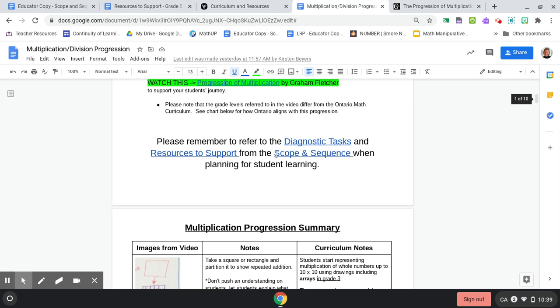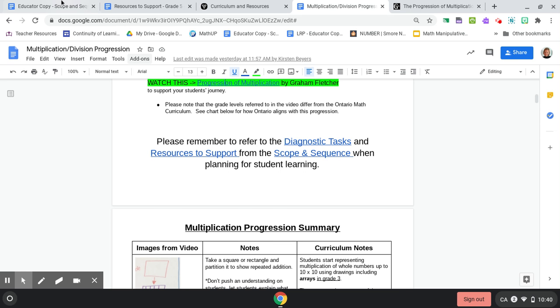Please remember to refer to the diagnostic tasks and resources to support from the scope and sequence when planning for student learning. Using a diagnostic task will help you gauge where your individual student's learning is at. Once you have this knowledge, you can meet them where they are at and inform your instruction.